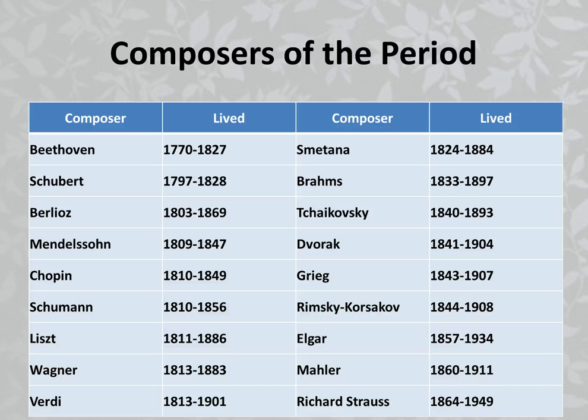Some composers of the period are here. You can see that Beethoven is in the crossover era, because he's also known as a classical composer. But other famous ones include Chopin, Schumann, Wagner, Verdi, Brahms, Tchaikovsky, Dvorak, Grieg, Rimsky-Korsakov, Elgar, Mahler. The list goes on and on. And the reason most of these are still very famous is their music is often played today, but also because their music and their manuscripts have survived and people still play them today.